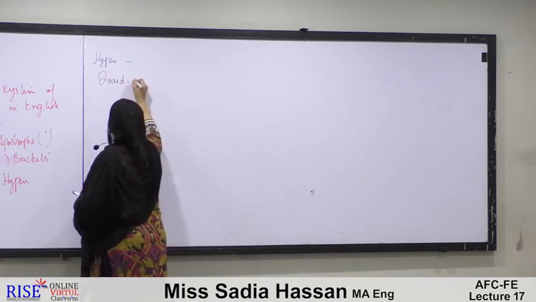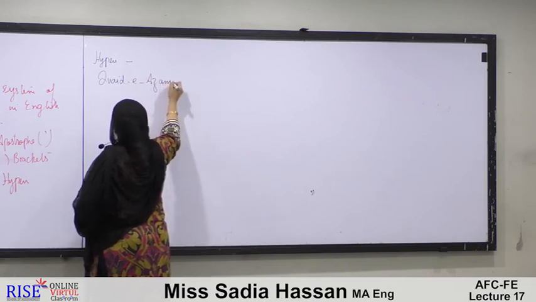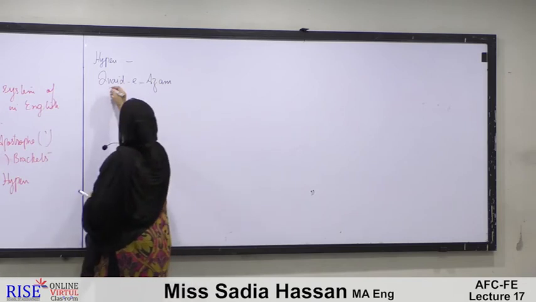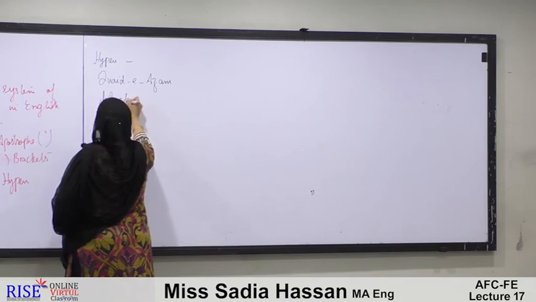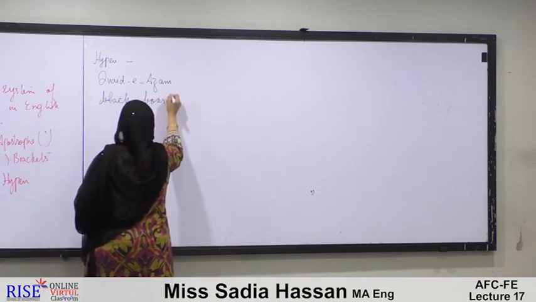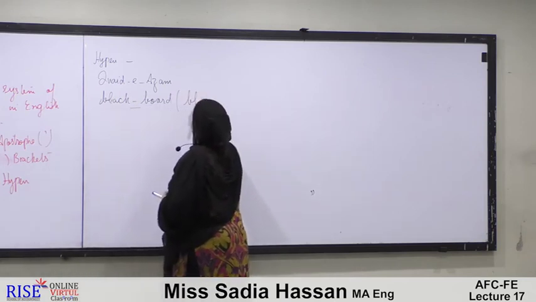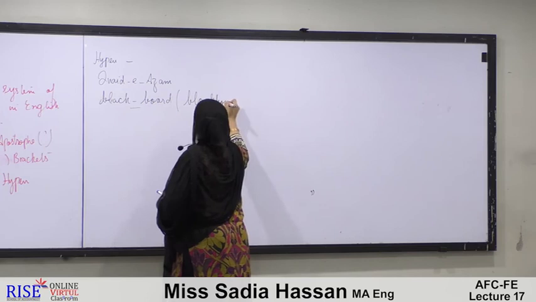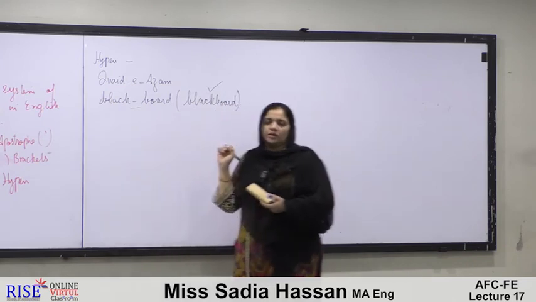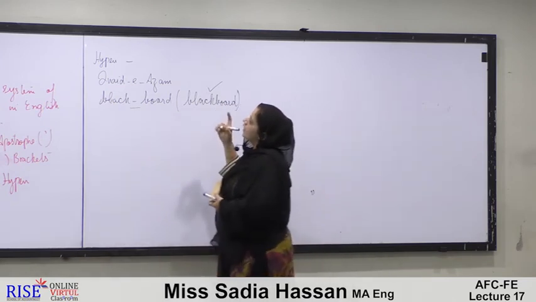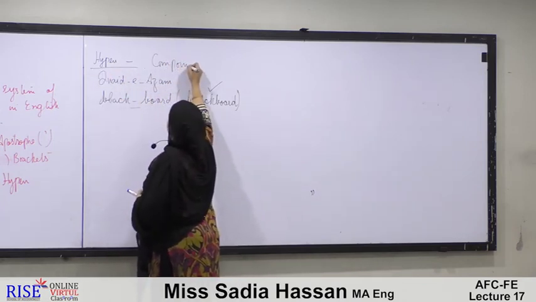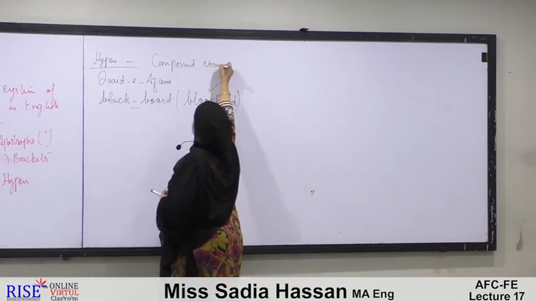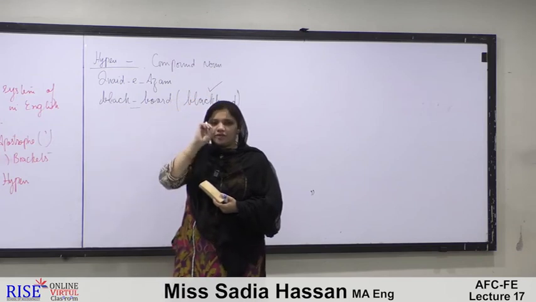Quaid-e-Azam. Okay, fine. Previously it was written like this, black-board, with a hyphen over here, but now it has been replaced with a single noun, blackboard, without the hyphen. This is the modern use of the compound noun. So whenever we have to join some compound nouns, or form some compound nouns, we use this hyphen over here.